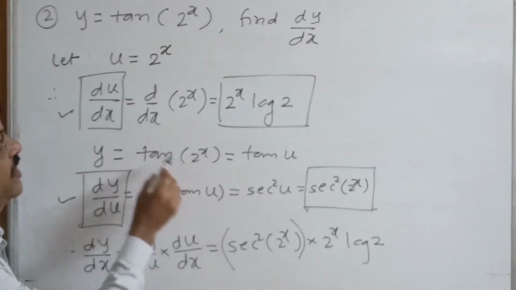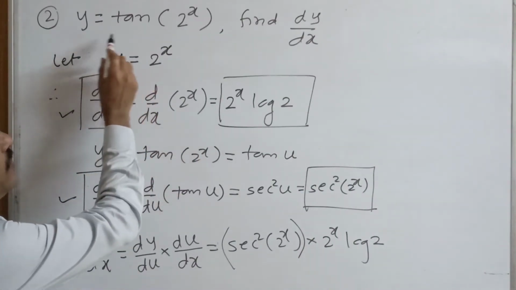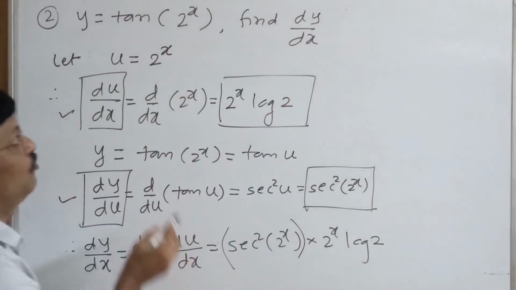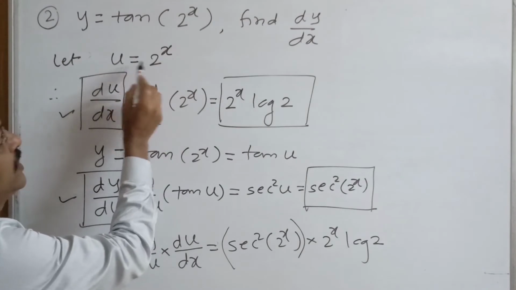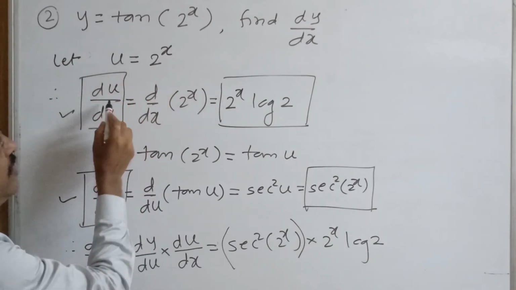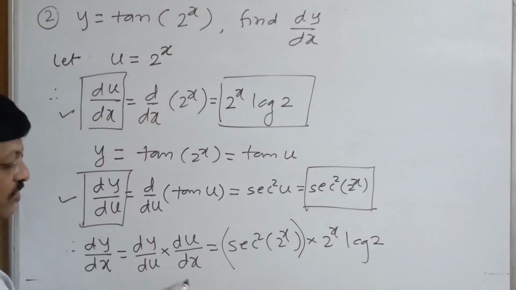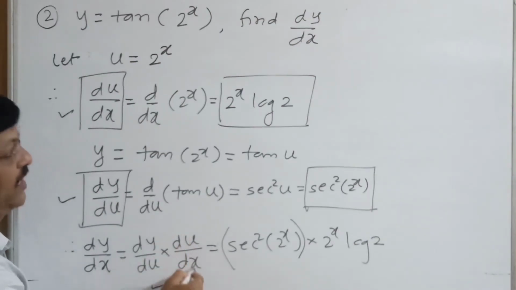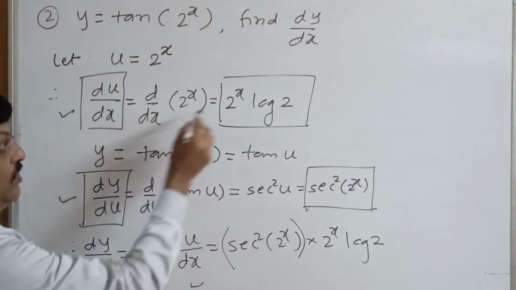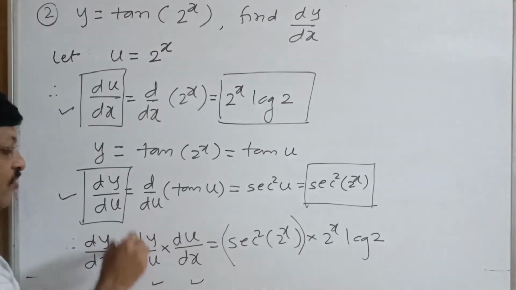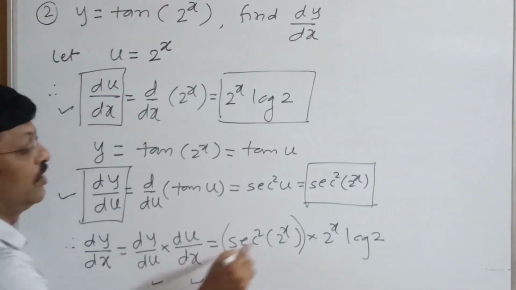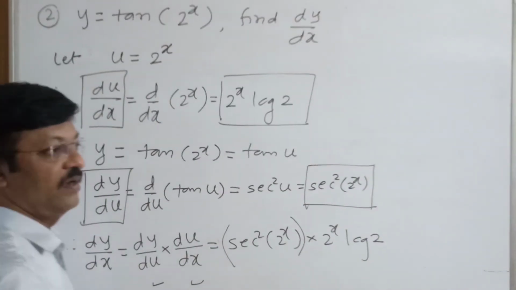So see the answer once again. Your function was y is equal to tan of 2 raised to x, and we wanted to find out dy by dx. What did we do? We took u as 2 raised to x. Then we found du by dx, because in the chain rule you require du by dx and dy by du. So we tried to find du by dx in the beginning. It is equal to 2 raised to x log 2. Then we found dy by du. It is equal to sec square 2 raised to x. Then we use them together to find dy by dx.